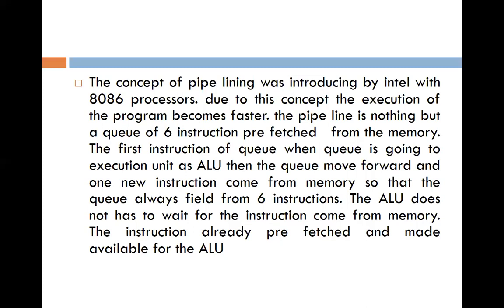Pipelining is nothing but a queue of 6 instructions prefetched from the memory. When the first instruction of the queue is going to be executed in the ALU, the queue is moved forward and one new instruction comes forward from the memory, so that the queue is always filled with six instructions. The ALU does not have to wait for the instruction to come from the memory. This instruction is already prefetched and made available for the ALU. So the ALU does not go into wait mode.